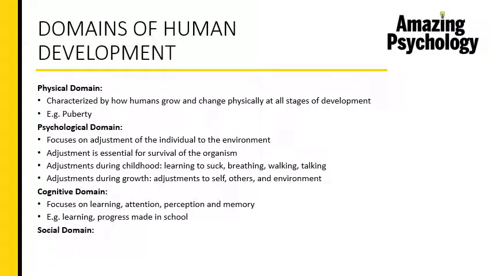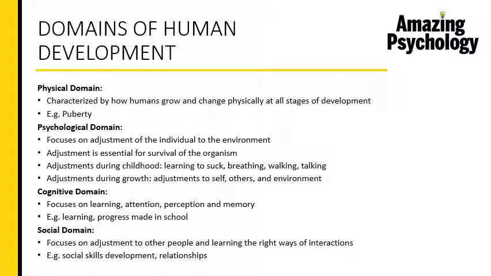The final is the social domain, which obviously is related to how you interact with people. So it focuses on your adjustment to other people and learning the right ways of interaction. For example, there's social skills development and relationships. So if you look at it, a human being changes all throughout their lifespan, and these different domains that we talked about today measure and study the changes that occur in that particular domain with relation to development. There's a physical domain, the psychological domain, the cognitive domain, and the social domain.